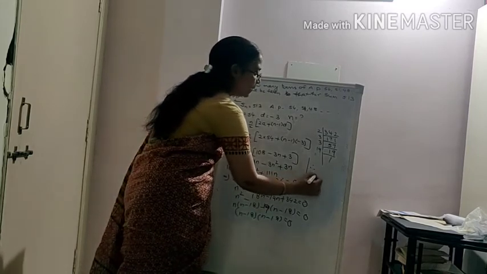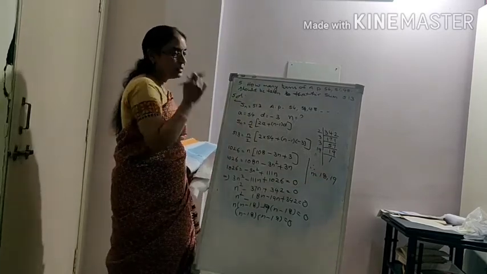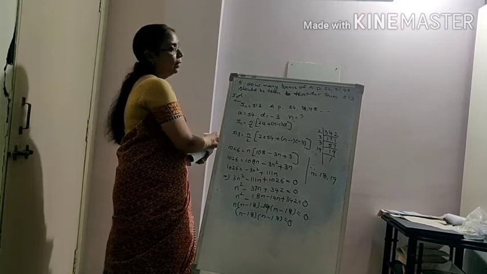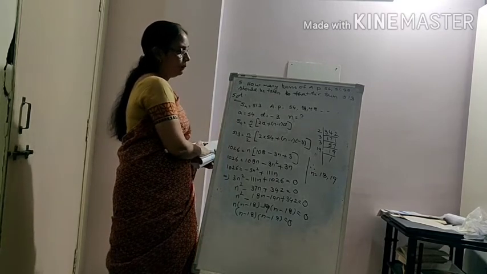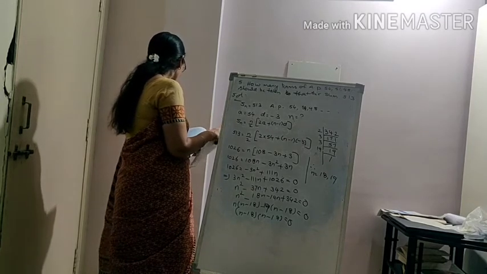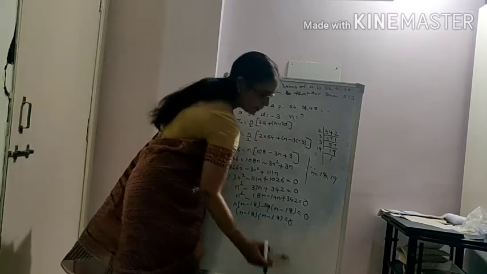Therefore, N is equal to either 18 or 19. That is your answer. The next question is question number 6.